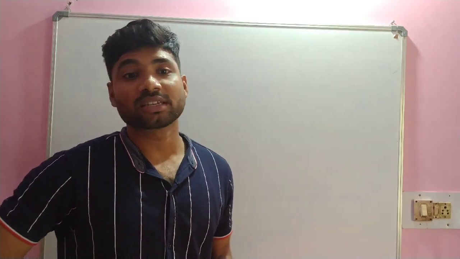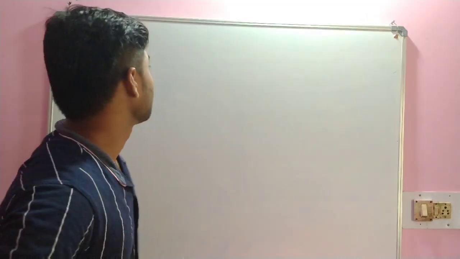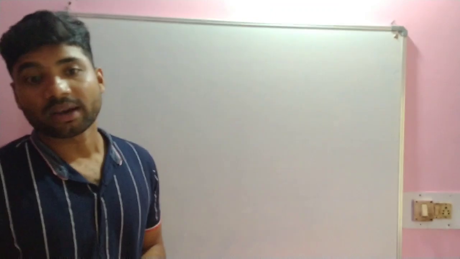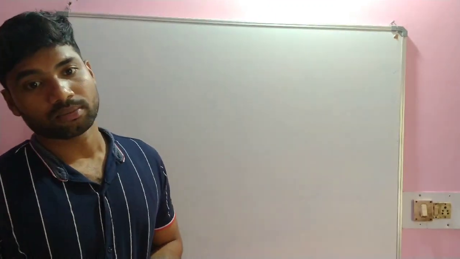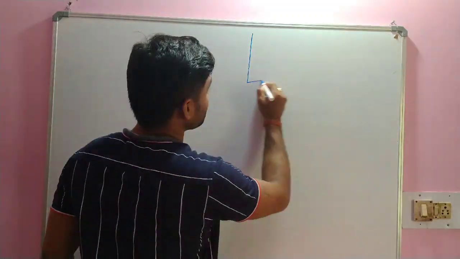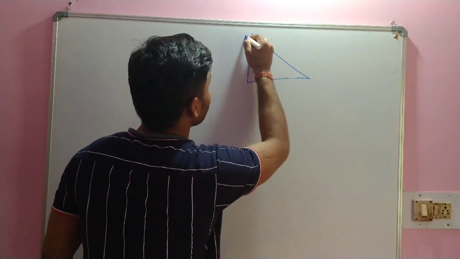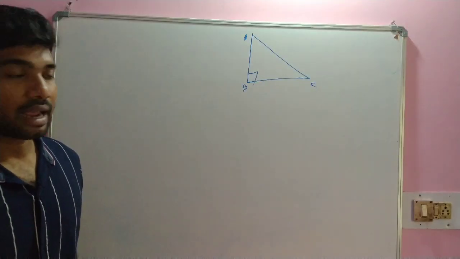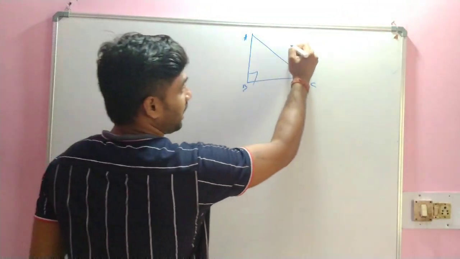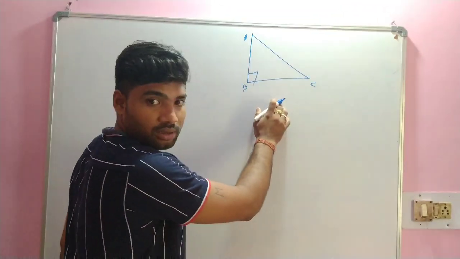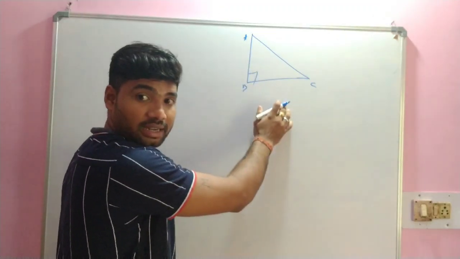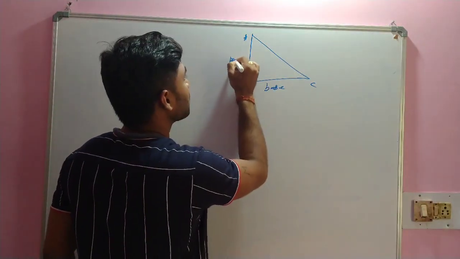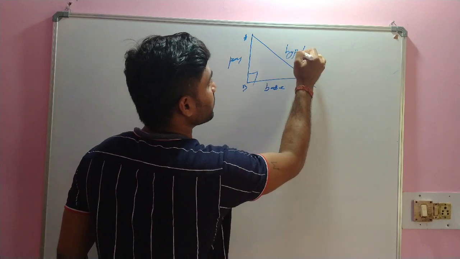How can you represent an irrational number on the number line? Before discussing that, we should first know the Pythagoras theorem. Suppose ABC is a right angle triangle, and angle B is 90 degrees. This is called the hypotenuse. These are the two legs of the right angle triangle: this is called the base, and this is called the perpendicular.